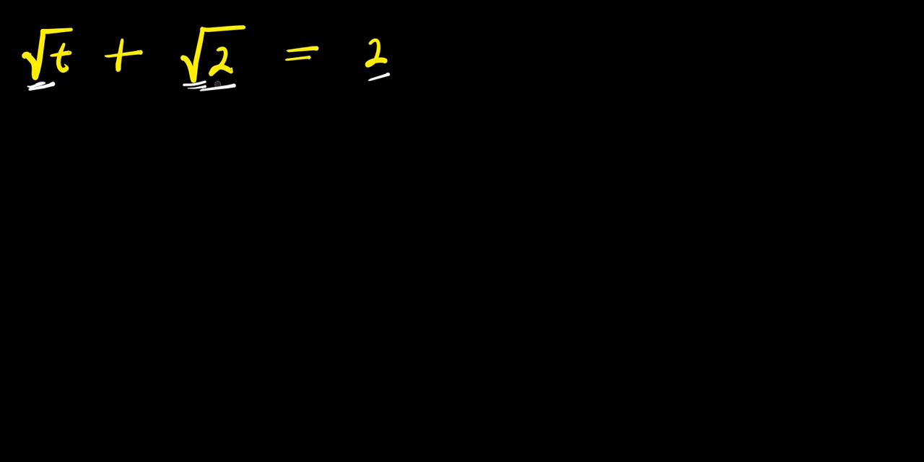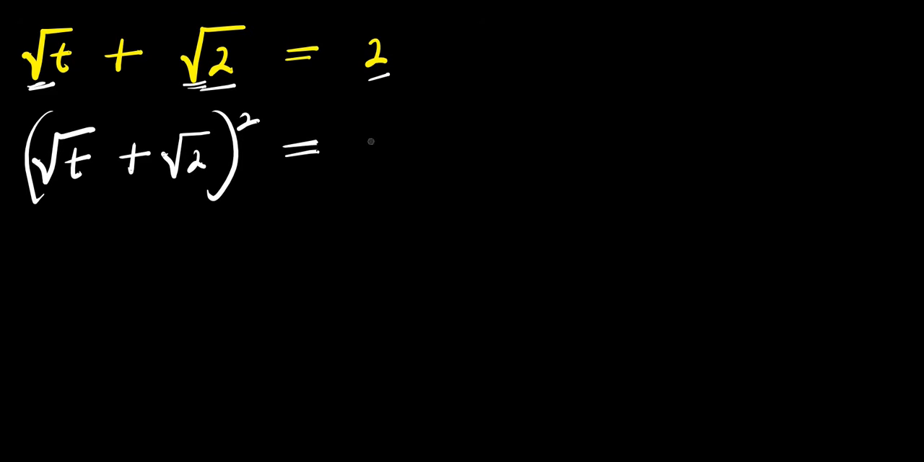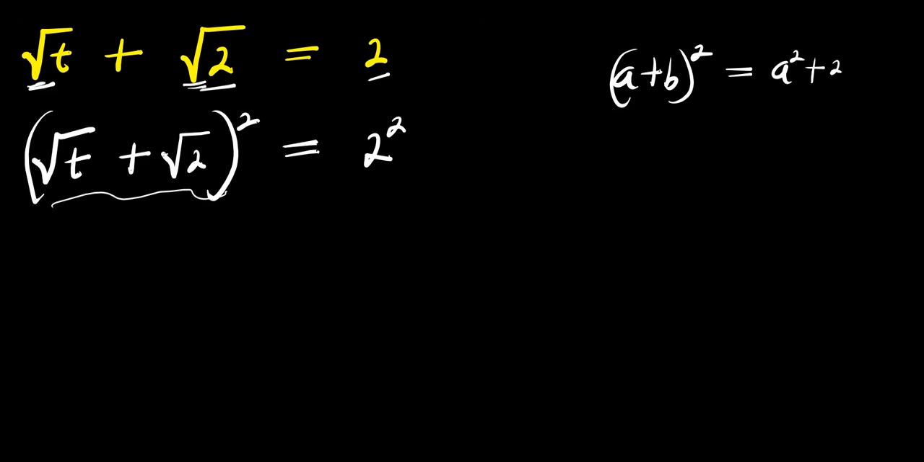So what we can do would be to take the squares of both parts of this equation. I have square root of t plus square root of 2, raised to the power of 2, and this equals 2 raised to the power of 2. Now, we need to expand this. If you have a plus b raised to the power of 2, this equals a squared plus 2ab plus b power 2.